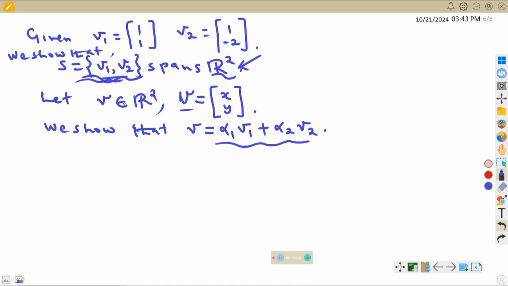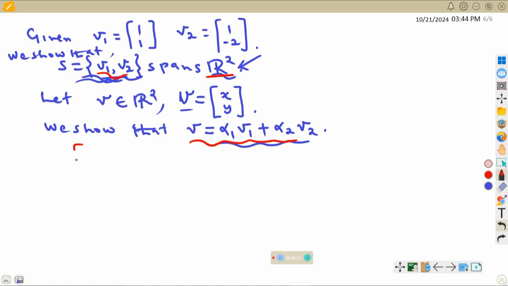And R2 is of the form x and y. So we have picked any vector V from R2, and we need to show that this vector can be written as a linear combination of the vectors in S. So let us now get the values of alpha 1 and alpha 2. If alpha 1 and alpha 2 have a solution such that this can be written, then we shall say that this set here spans R2.